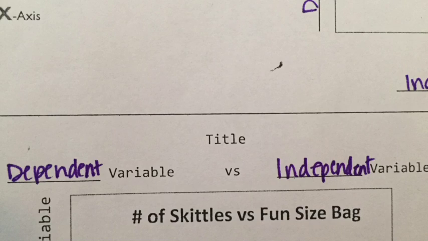For a bar graph, we're going to be comparing similar items and just counting differences. So for our title, it's going to be opposite of the line graph. It's going to be our dependent variable versus our independent variable. So our y-axis versus our x-axis. And in this example, it would be our number of Skittles versus the fun size bags.